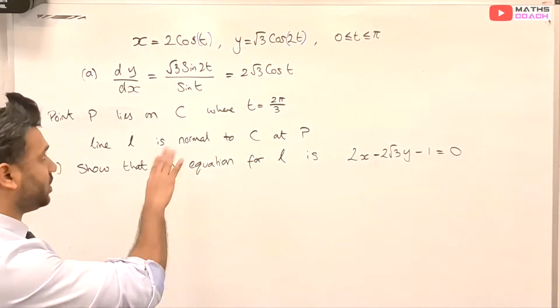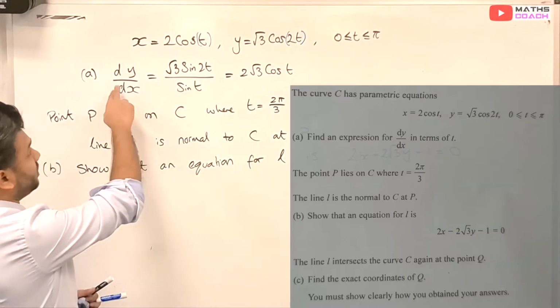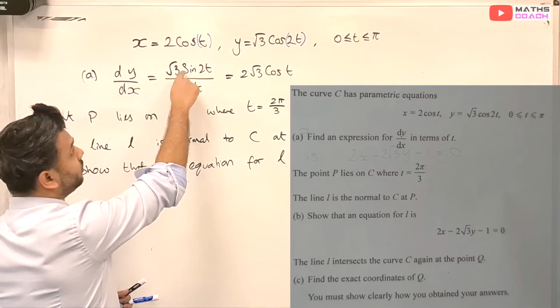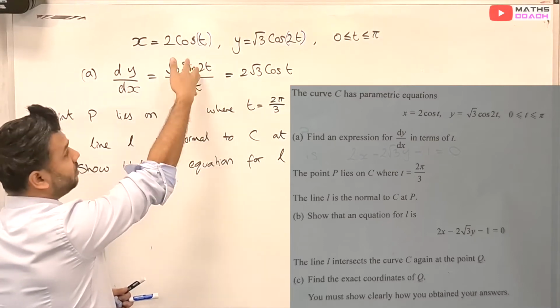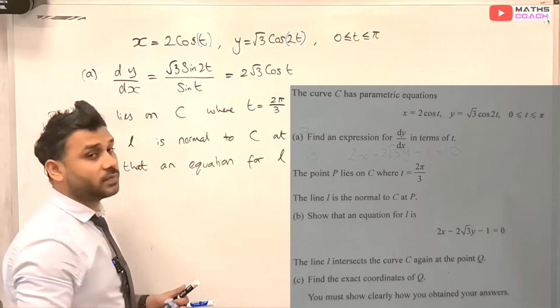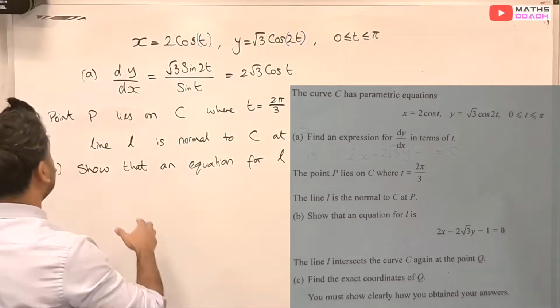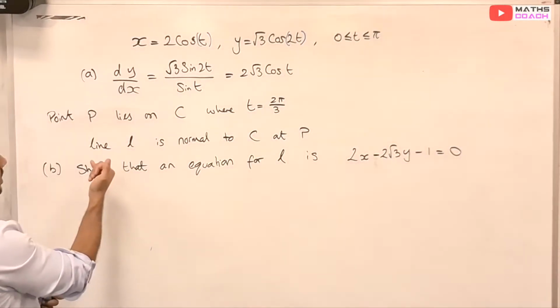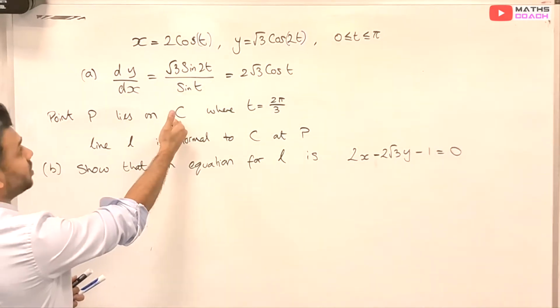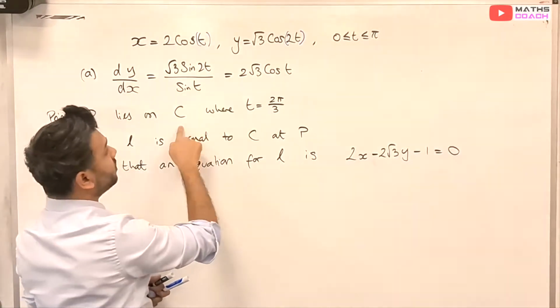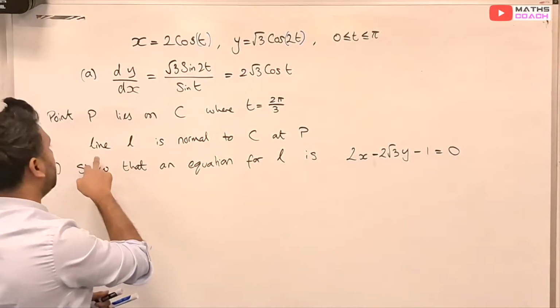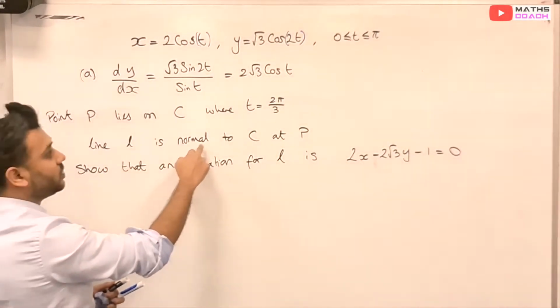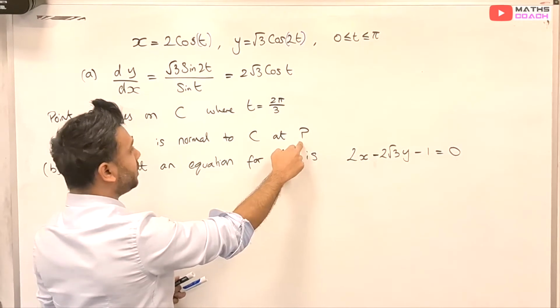Okay, so I've just readjusted the board here. So dy/dx is equal to root 3 sine 2t over sine t, which I've shown you also simplifies into 2 root 3 cos t. Now, the second part of the question tells us that point P lies on the curve C, which is given by this parametric equation, where the t value is 2 pi by 3. The line L is normal to the curve at point P.